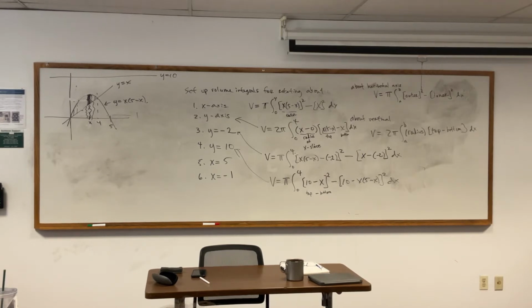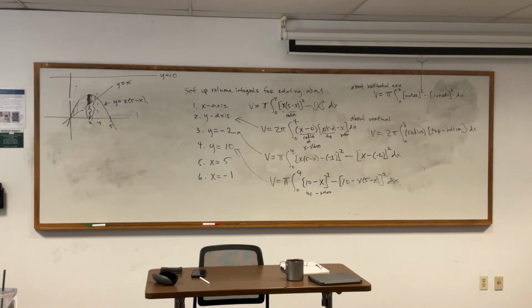So x equals 5 is a vertical axis, yes. Here's my slice, and that's labeled x. What is the distance between? It would, except you're subtracting backwards, so right minus left. So 5 minus x is going to be my radius.